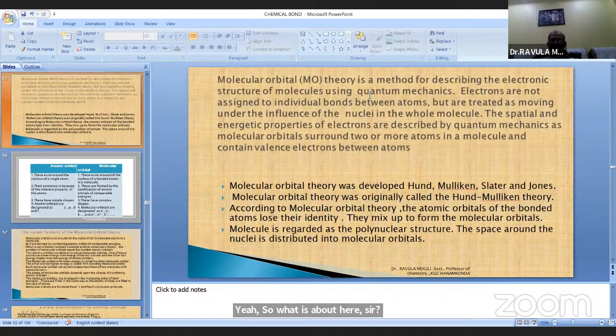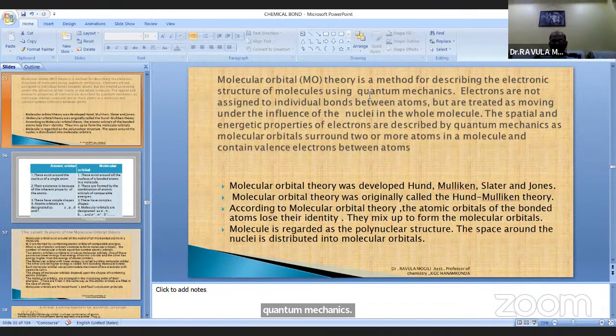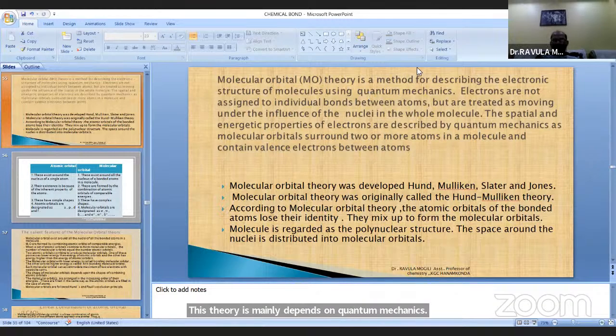So here the molecular orbital theory is a modified theory. It mainly depends on quantum mechanics, based on the Schrodinger wave equation. So electrons revolve around the nucleus with a wave nature.